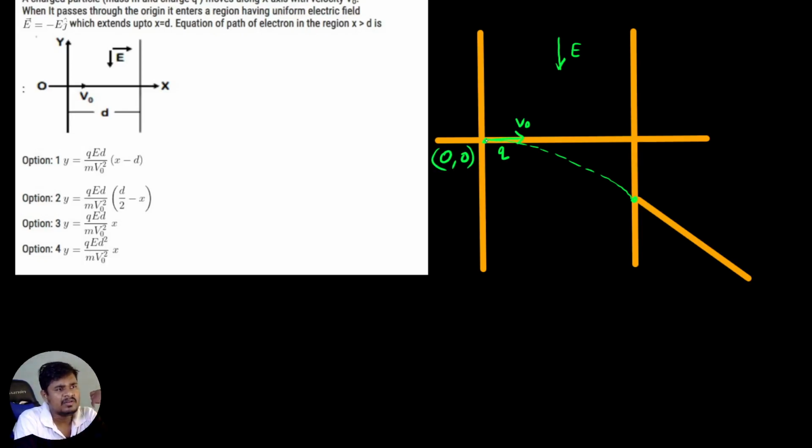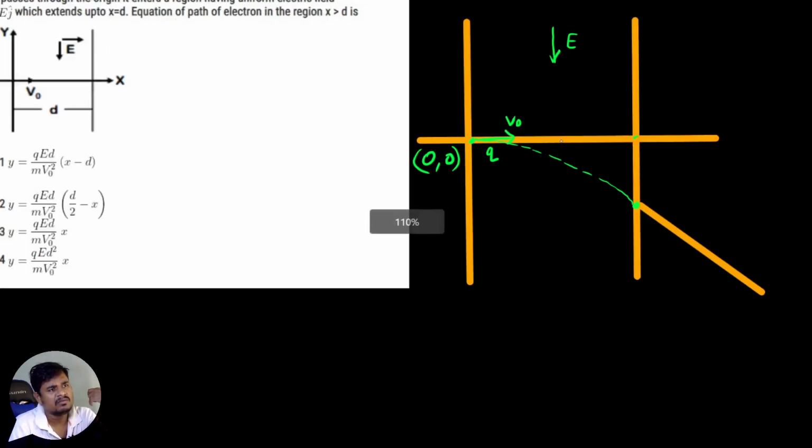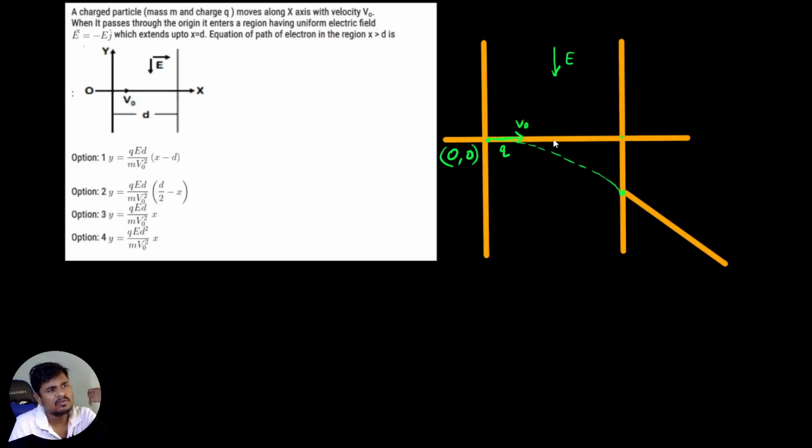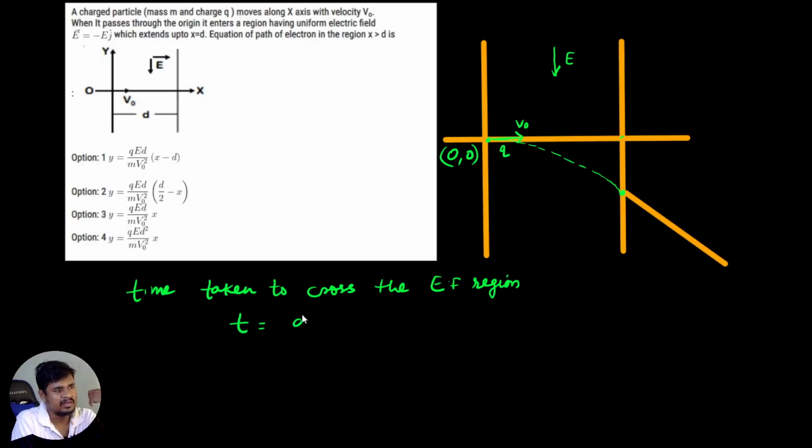Now, how much time will it take to go from here to here? We can easily calculate that, because as the charged particle goes along this path, the force is always in the downward direction. There is no force along this line, so this velocity is not going to change. So the time taken to cross the electric field region, t, will be written as d by v0.